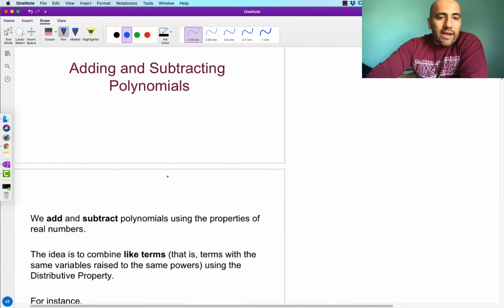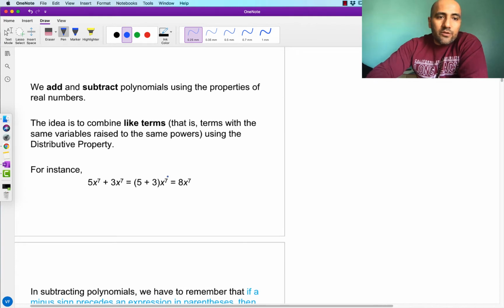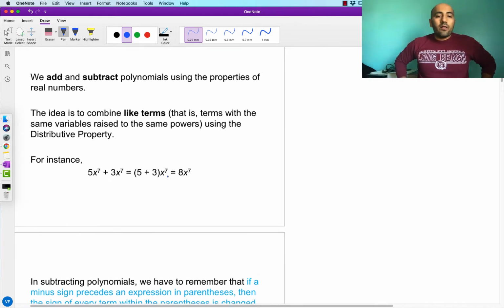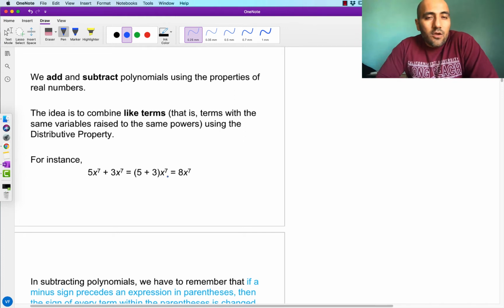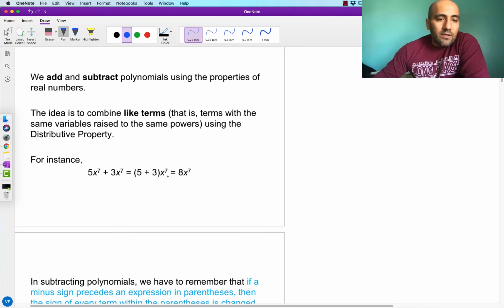How do we add and subtract polynomials? The easiest thing we're going to do in this class. Adding and subtracting polynomials, super duper easy. All you have to do is combine like terms, right? So it centers around the idea of distribution. That's one way to think about it. So for instance, if we have to add 5x to the 7th power plus 3x to the 7th power, then what we can think about is sort of the reverse of distribution. We can factor out, right? We're going to get into factoring in a second, but it is the same thing. It's just the reverse of distribution.